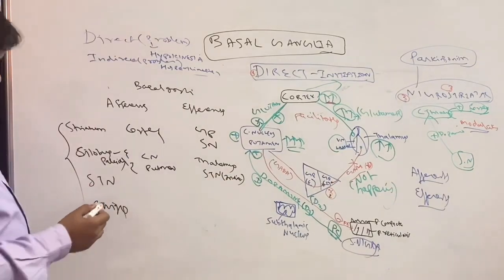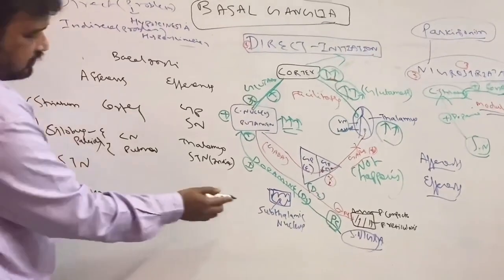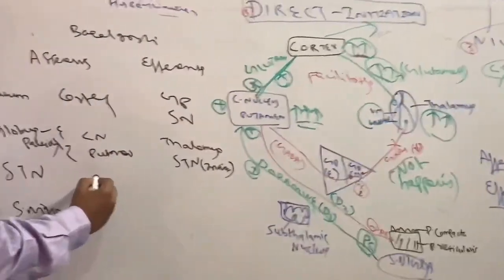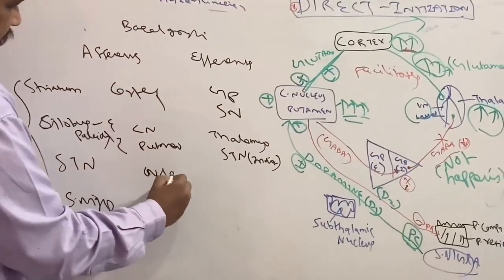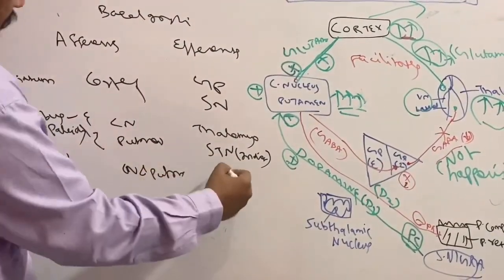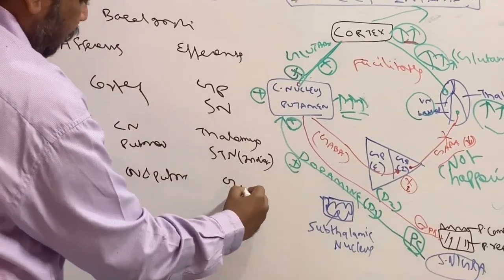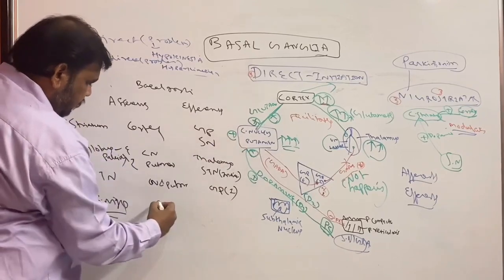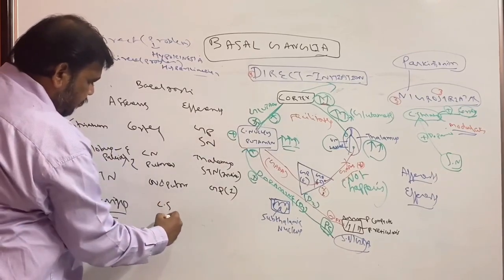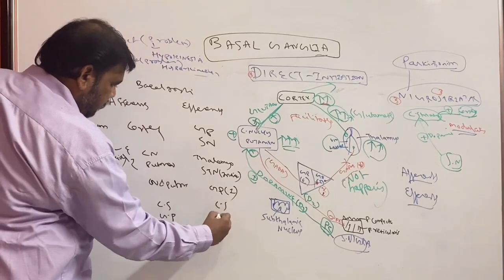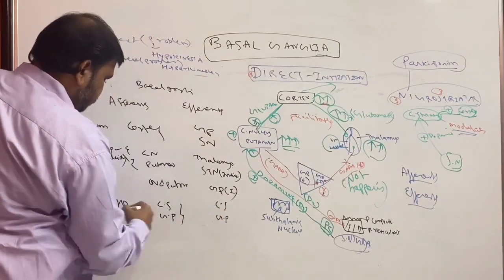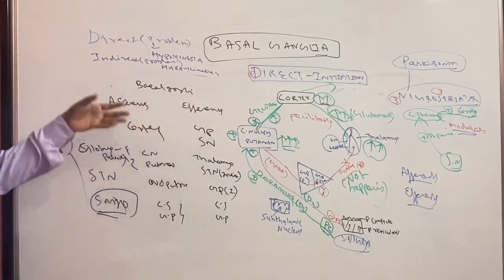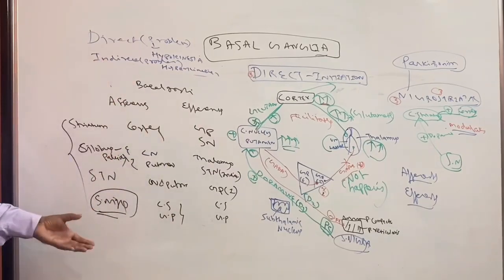For subthalamic nucleus in the indirect pathway, the afferent comes from caudate nucleus and putamen, and the efferent goes to globus pallidus internal. For substantia nigra, again you can see corpus striatum and globus pallidus. So like this, you can make the afferents and efferents of basal ganglia connections.